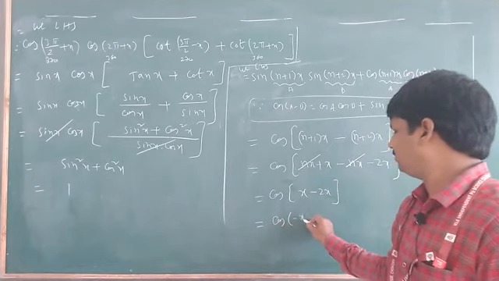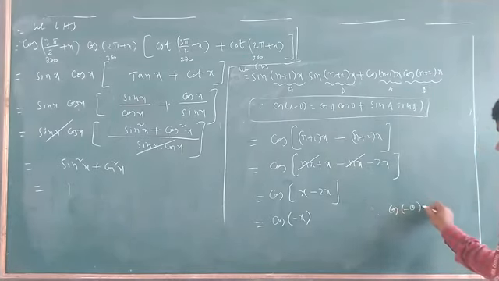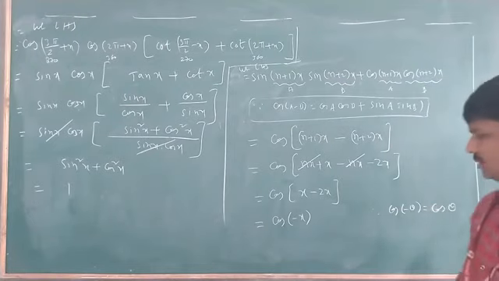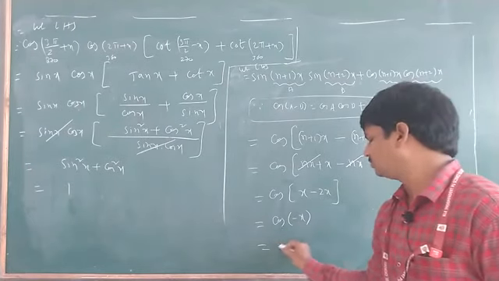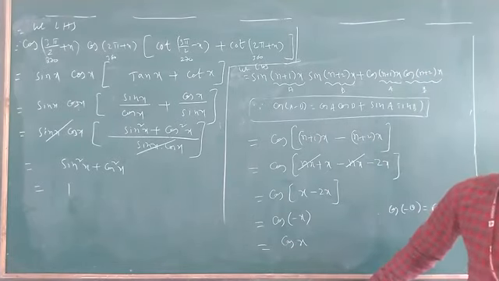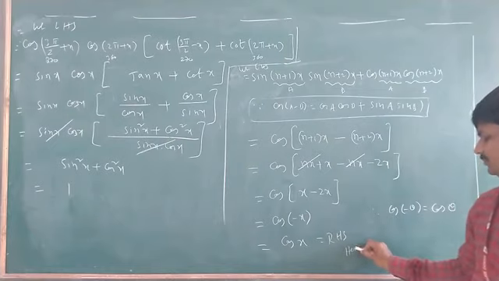So we know the formula: cos of minus theta is equal to cos theta. Right? So cos of minus x is equal to cos x. That is equal to RHS. Hence proved.